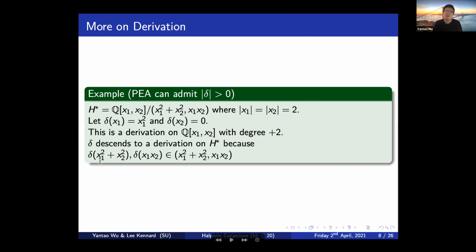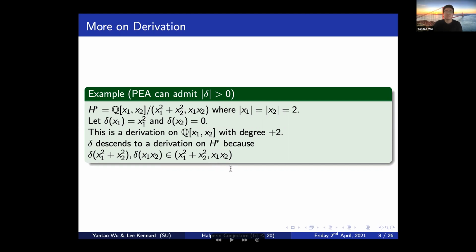First, the delta of x1 square plus x2 square, the image will be 2 times x1 to the cube. And x1 to the cube is actually x1 times the first relation minus x2 times the second relation. And delta of x1 times x2 will be x1 squared times x2, which is x1 times the second relation. So we can check that it is a derivation on the quotient positive elliptic algebra.